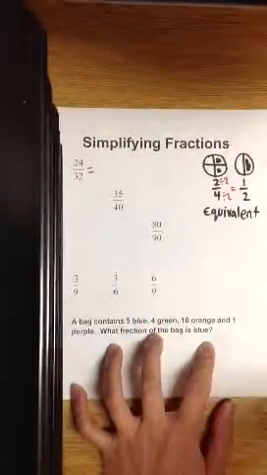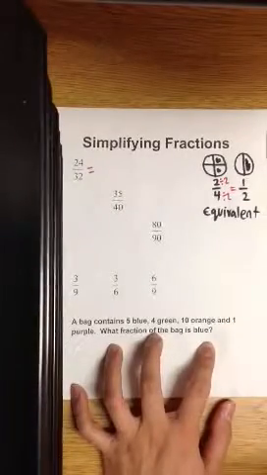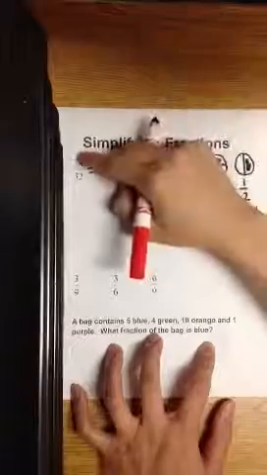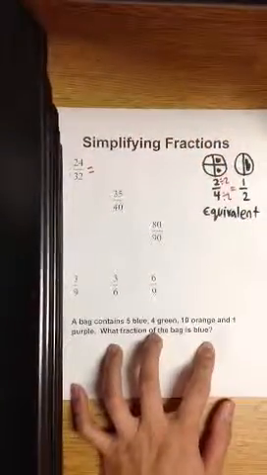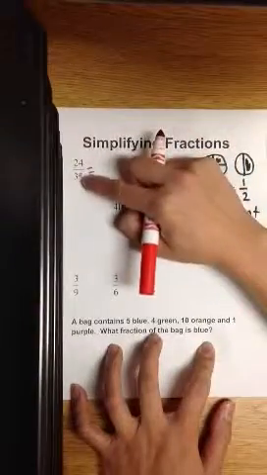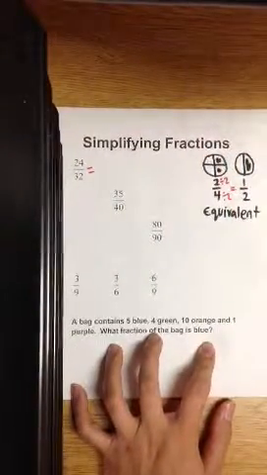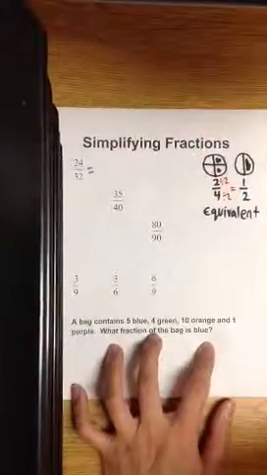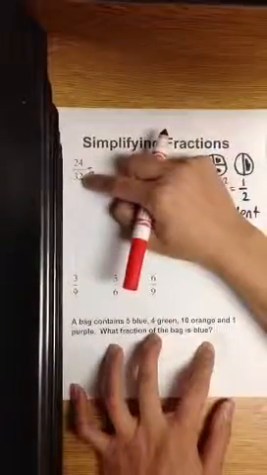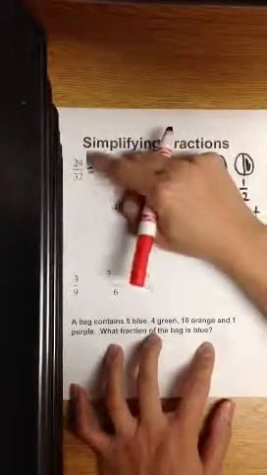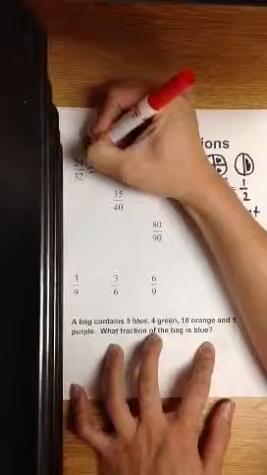24/32. What is the greatest factor that goes into 24 and 32? They're both even, so I know I could divide it by 2. 3. It doesn't go into that one. I mean, is there another one? We could do 2 again. Let's try 4. 4 goes into it. 6. 6 doesn't go into that one. 8. Hey, 8 does go into it.